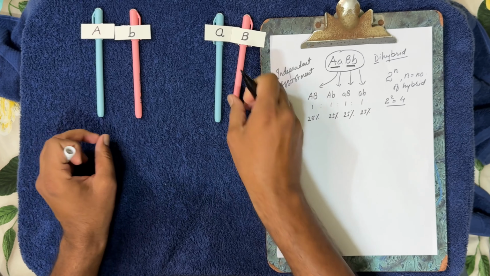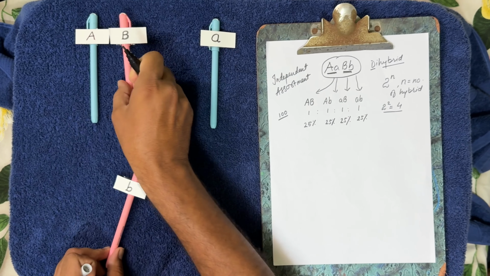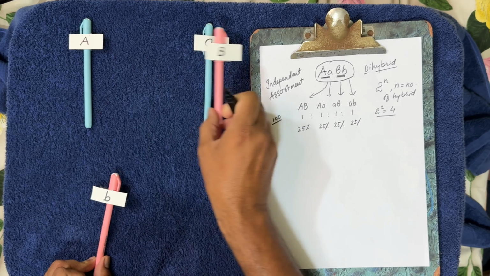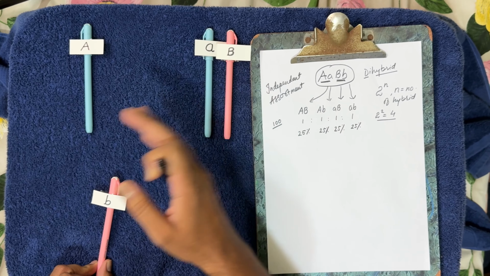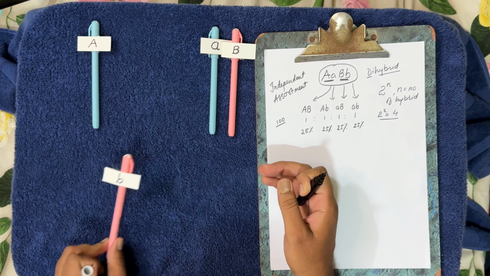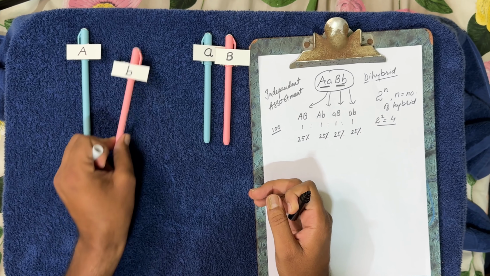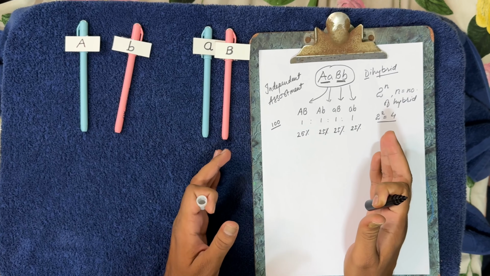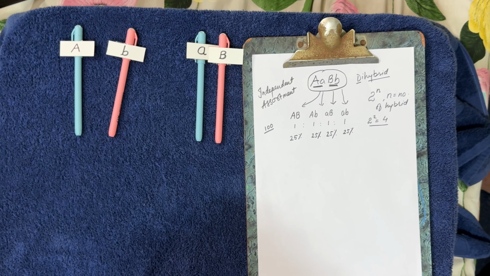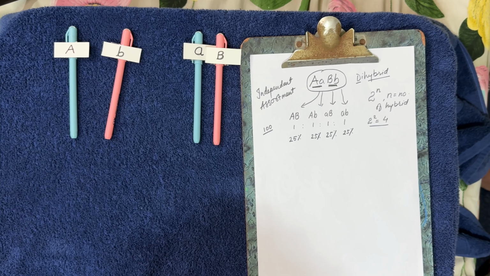That is the main point over here. As capital B can go along with capital A, and capital B can go along with small a also, the probabilities are almost equal, and that is the reason we call it independent assortment. So once you have understood what is independent assortment, now we can talk about what is going to happen in linkage and recombination, right?